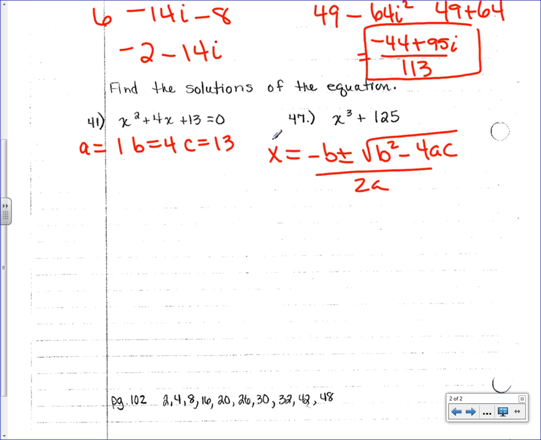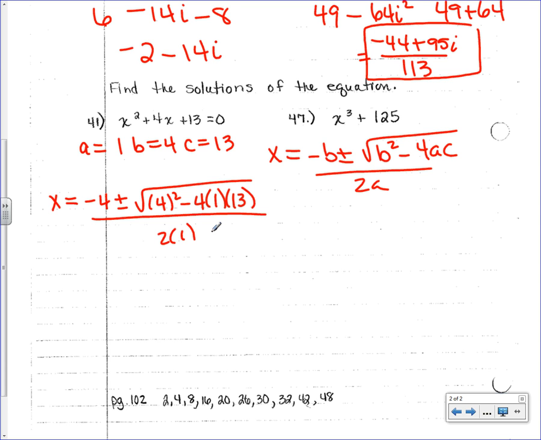Substitute. This isn't hard. You literally do what it says to do, right? So X equals is part of the answer. Don't forget that, okay? Negative B is going to be negative 4 plus or minus square root. B squared is 4 squared minus 4AC all over 2A. Take your time and copy that down. Make sure if you have a question you ask me, okay?